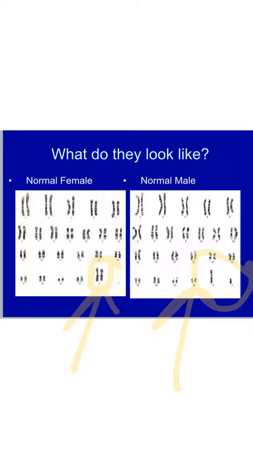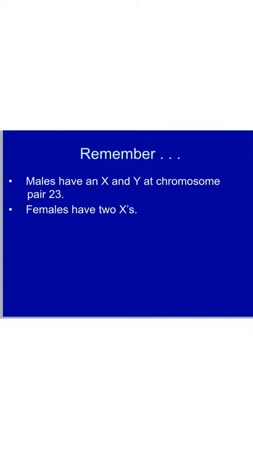Everything looks basically around the same size. There are no chromosomes missing. There's nothing doubled. They're both the same size and shape. So this is how we know we're going to have a normal male or female. Remember that males have an X and Y chromosome at number 23, and females have both X's.